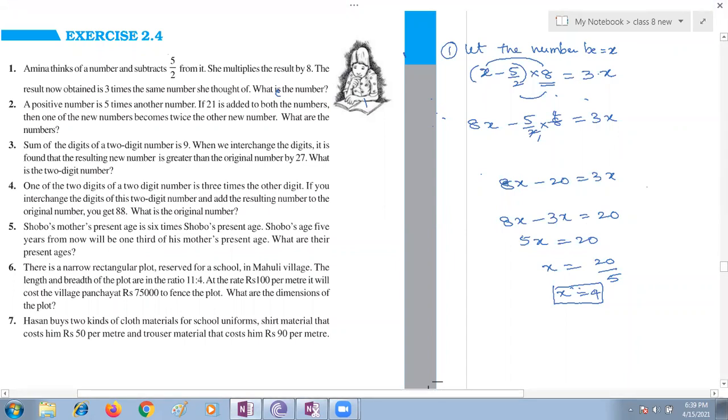See the second question, children. A positive number is 5 times the other number. Let the other number be x. Then the positive number is 5x. Yes or no, children? What is the positive number? 5x. If 21 is added to both the numbers, let me write the conditions on the screen, then it is easy for you to understand. x plus 21 and 5x plus 21. Yes, 5x plus 21 and x plus 21.